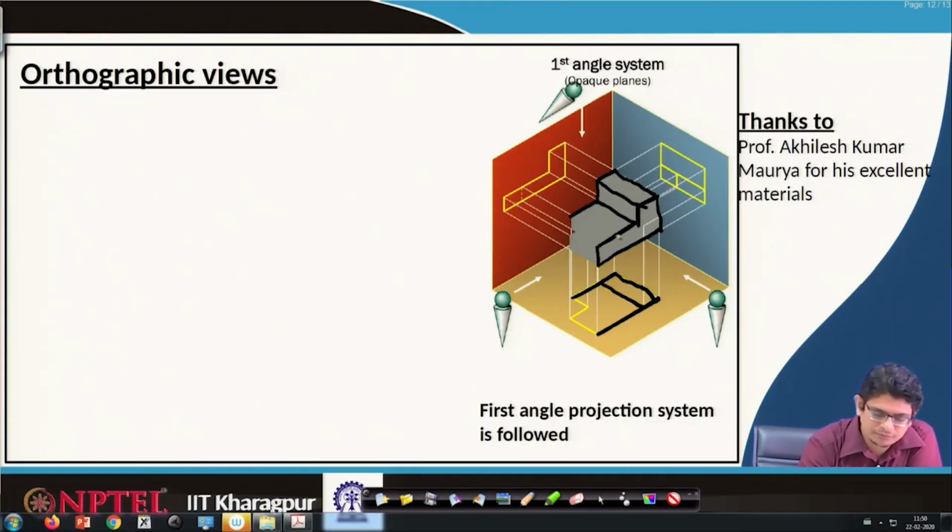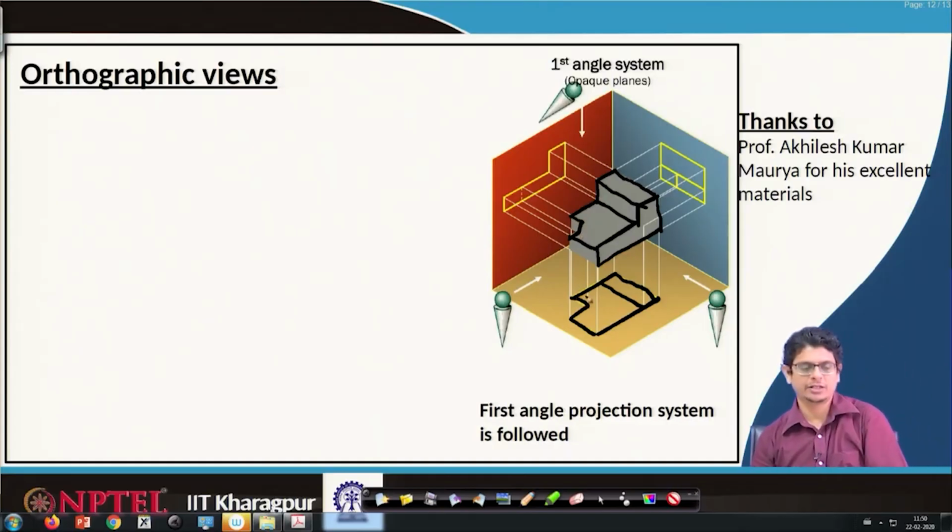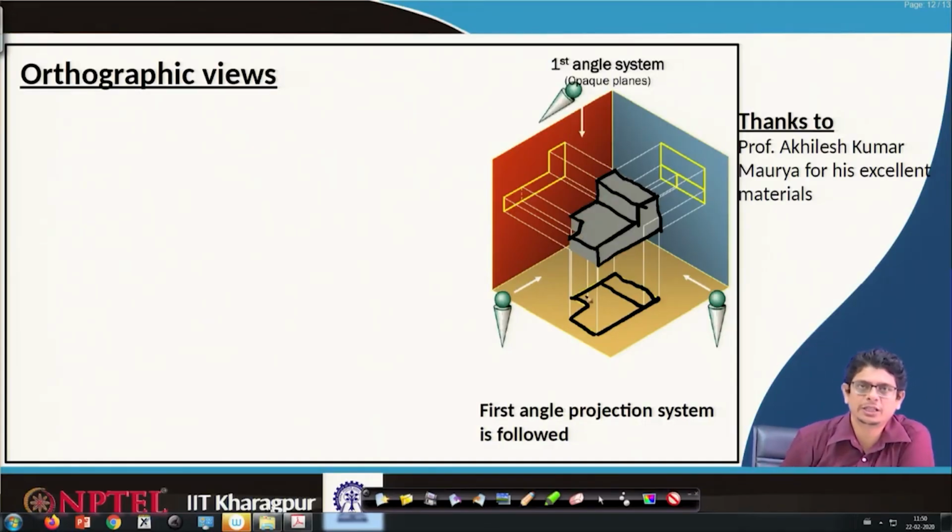Similarly, this line we will see going in that direction, that goes in that way, and it goes up, comes there. So, that comes in that way. This is the way we look at these observations, the projections or orthographic views.